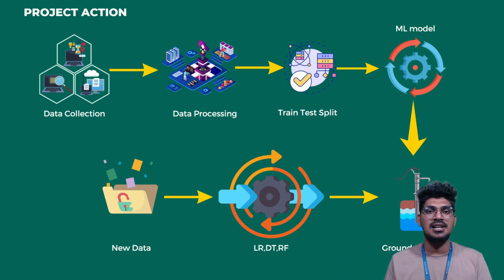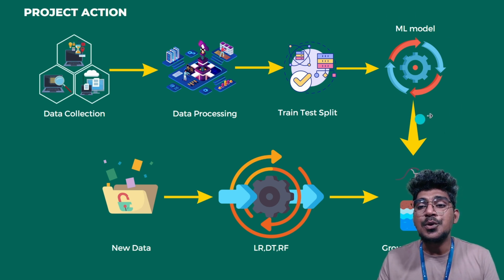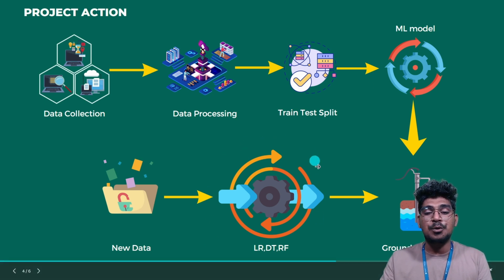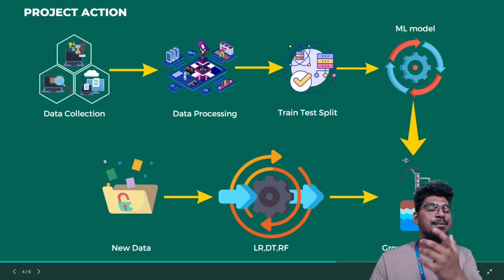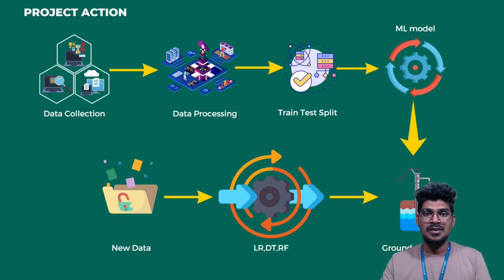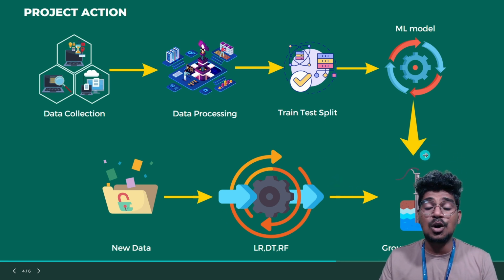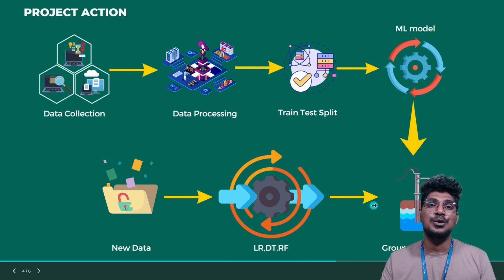I hope you can understand this. Okay, so this is the way you can create the model. Once the model training process is completed, we need to feed new data to the trained model, which will predict the groundwater level. Maybe it is high or low or medium or dry like that. When I feed the new data to the trained model, that trained model will help to predict the groundwater level. So this is the project action plan we have to follow.